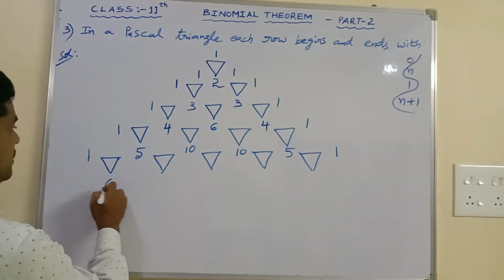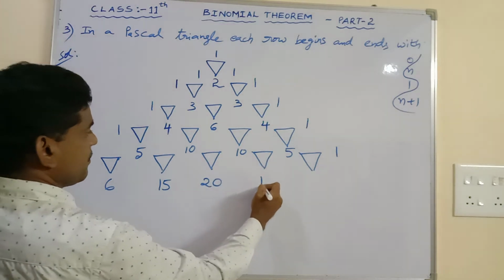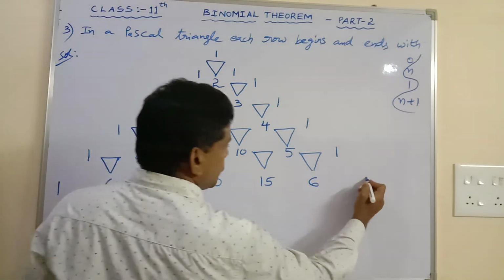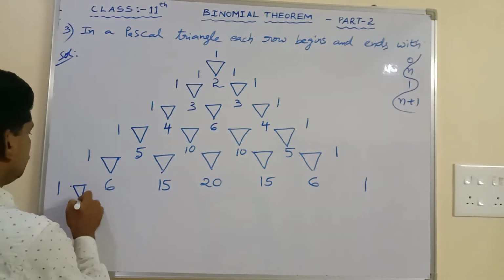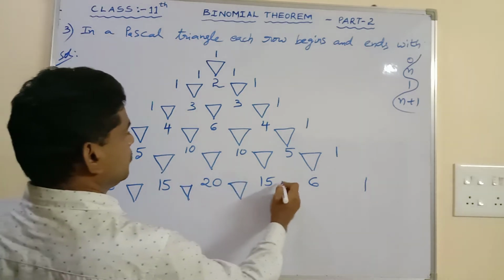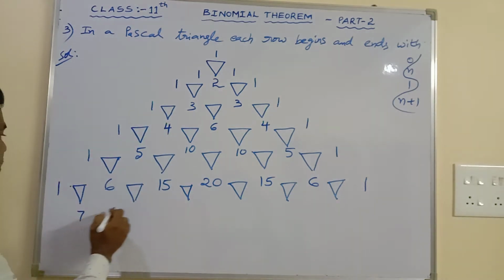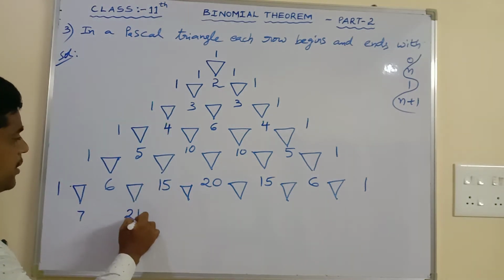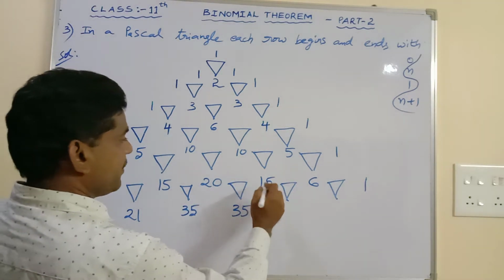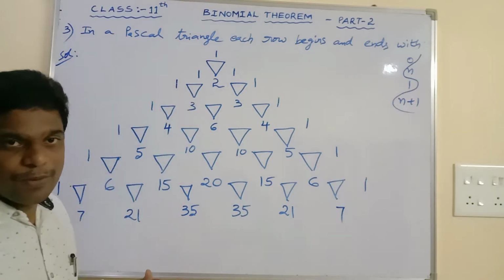See, 1 plus 5, 6. 5 plus 10, 15. 10 plus 10, 20. 10 plus 5, 15. 5 plus 1 is 6. Okay, you will continue this process. Yes, 1 plus 6 is 7, 6 plus 15, 21, 15 plus 20, 35, 20 plus 15, 35, 15 plus 6, 21, 6 plus 1, 7. We will continue this process.